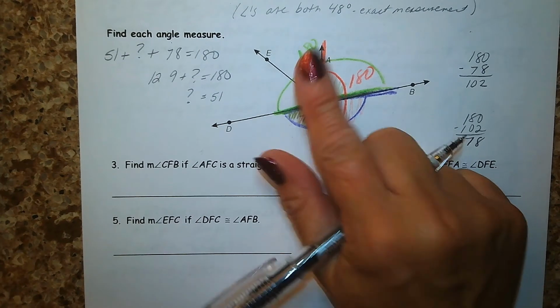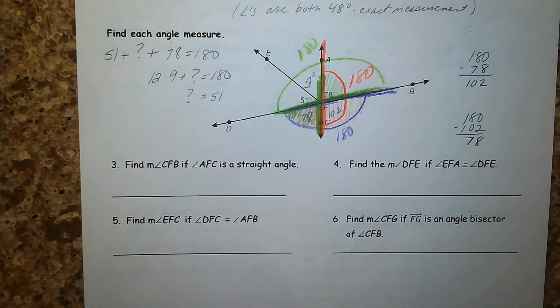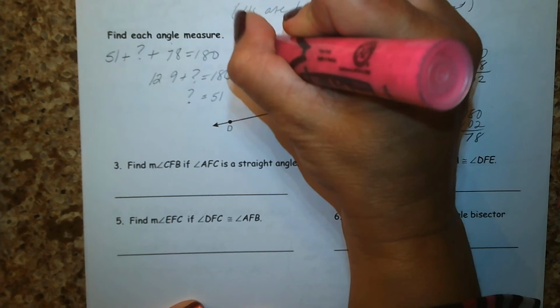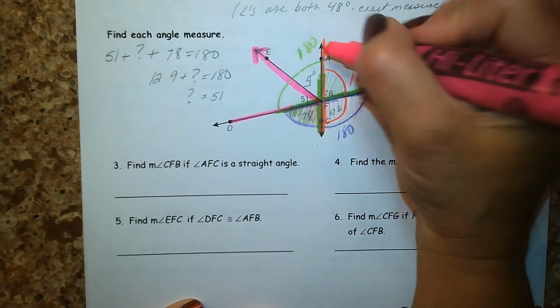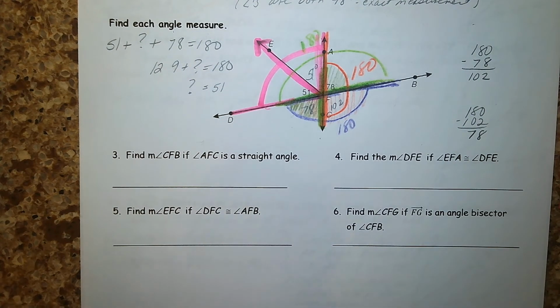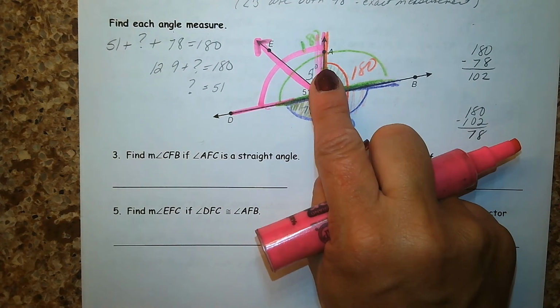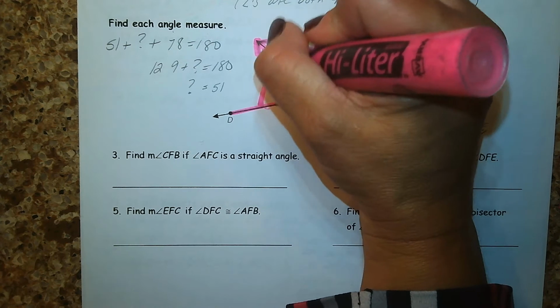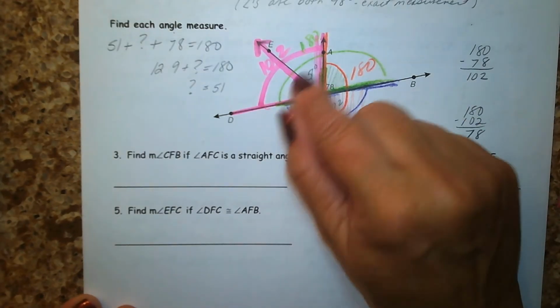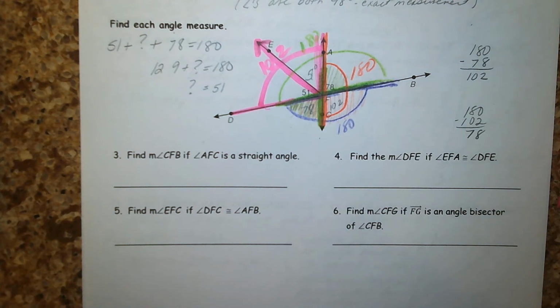Now, because they're the same measure, remember, we know something right now. We know that we are going to have an angle bisector. This right here is cutting this big angle here in half. Those 2 angles are both 51. 51 plus 51 is 102. Okay, so that angle right there is 102. It got cut in half. These 2 are both 51. So we know we have an angle bisector now as well.